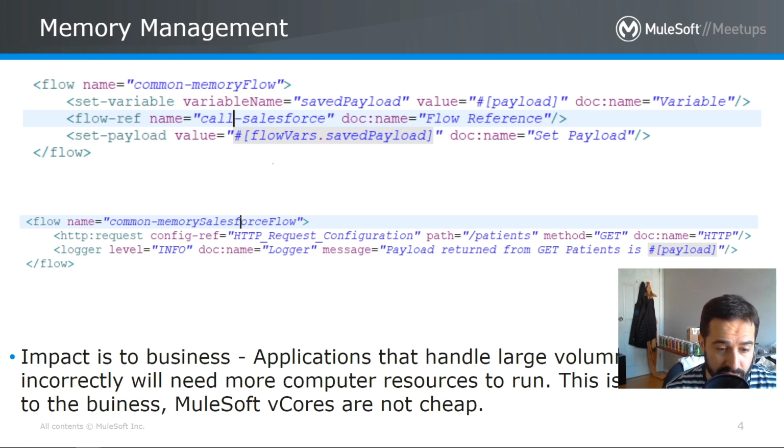And vCores are not cheap from MuleSoft, and it's an annual cost. So if this application runs for years and you couldn't get it to run on a 0.1 vCore, you had to go up to a 0.2. So you've now doubled the cost for every year that this application runs.